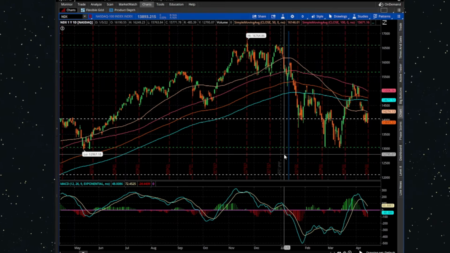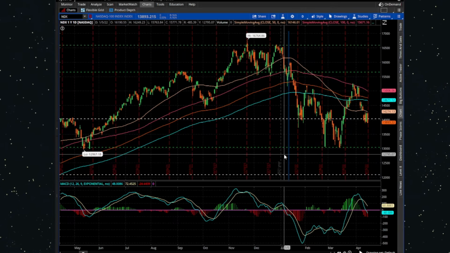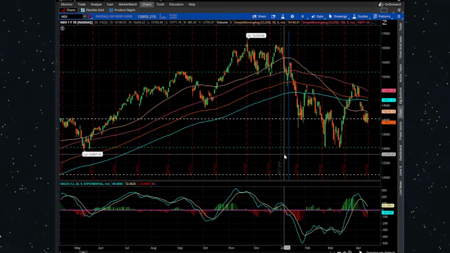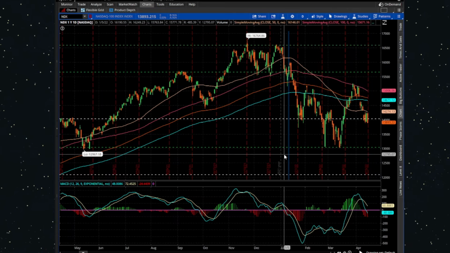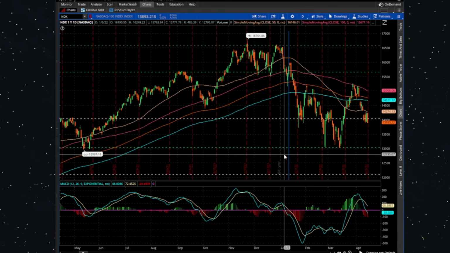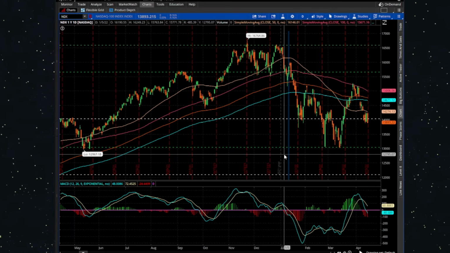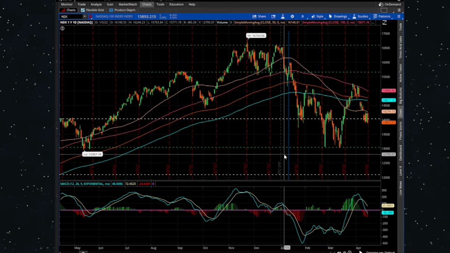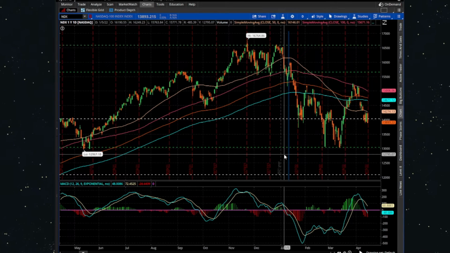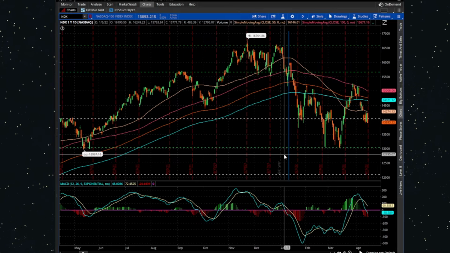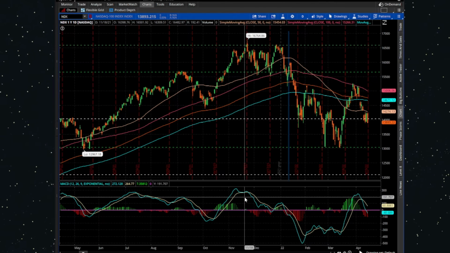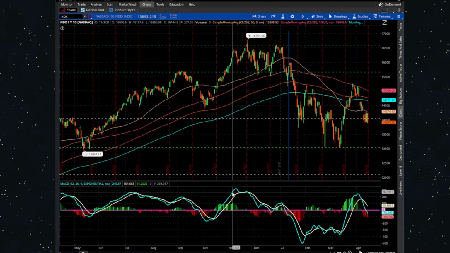Now that we have the MACD on our chart, let's talk about its 3 main components, and how it actually calculates and what we are actually seeing when we look at the MACD. Well, the MACD is comprised of 3 main components. You have your MACD line, you have your signal line, and you have your histogram. The MACD line in this chart right here, this lower study, is the light blue line.